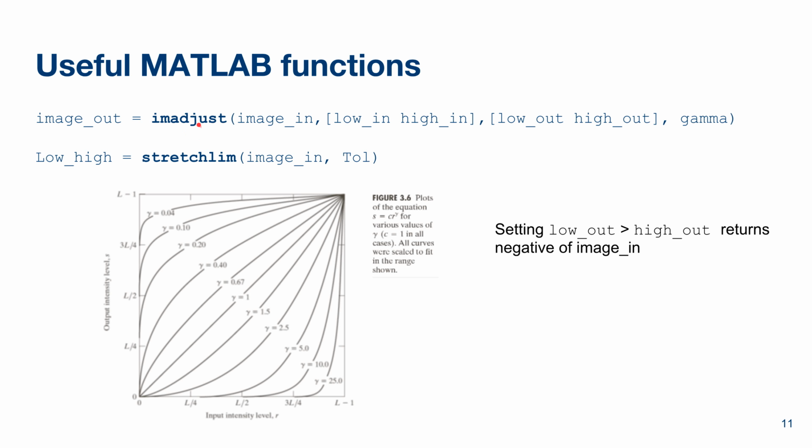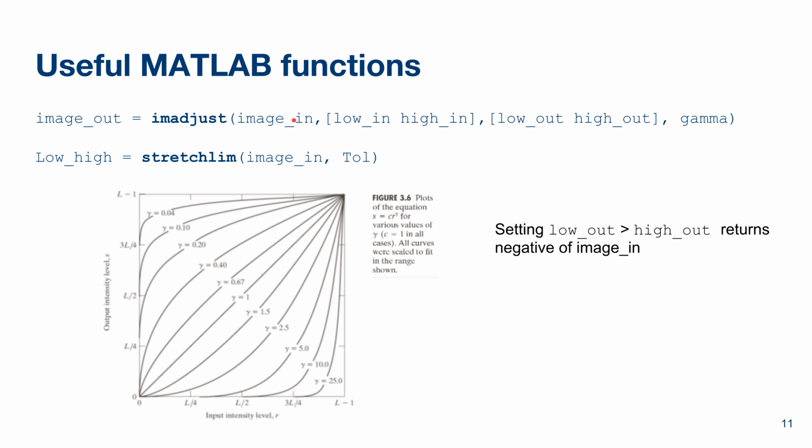This allows us to do some sort of transform on the pixel values using this image adjust. The transform functions are shown here, and this is for different values of gamma. Okay, so this is a potentially non-linear transform that allows us to map our input intensity levels to output intensity levels. So we can choose the gamma in our image adjust function.